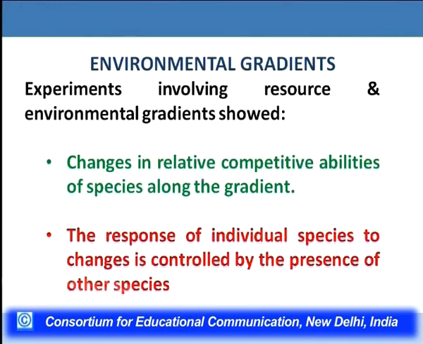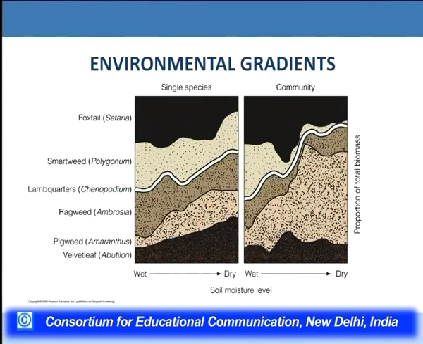Then an environmental gradient might also cause a change in the competitive ability of individuals, as can be seen in this population. From wet to dry condition, when a single species is grown, we can see smartweed growing very profusely. But if a number of species are grown together in a community, in wet condition smartweed is growing properly, but in dry condition the number of individuals declines to a very great extent.